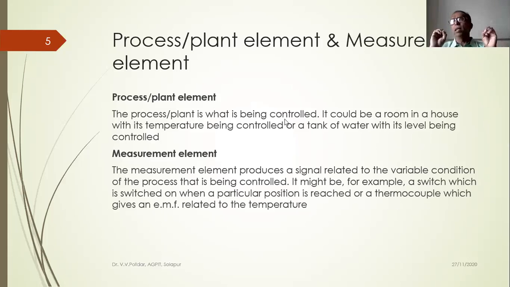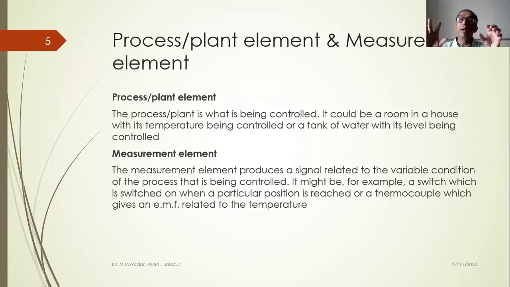A furnace temperature is being controlled. The pressure inside the pressure vessel is controlled. Or robotic system, robotic arm movement, or a robotic gripper movement is my, a robo is my system or process. And in that robo, I want to control the gripper force, or I want to control the gripper position, right? So the process or the plant or the system is the system or the arrangement of the elements whose parameters are to be controlled. The process or the plant is what is being controlled.